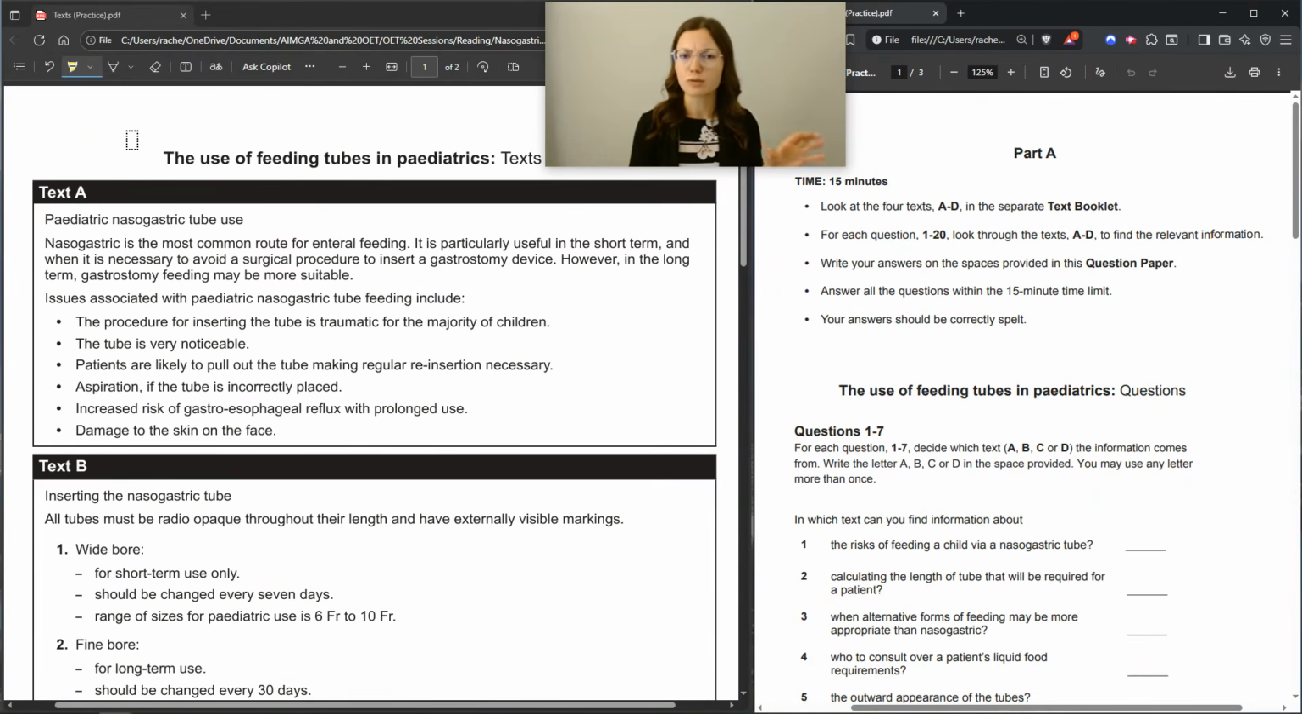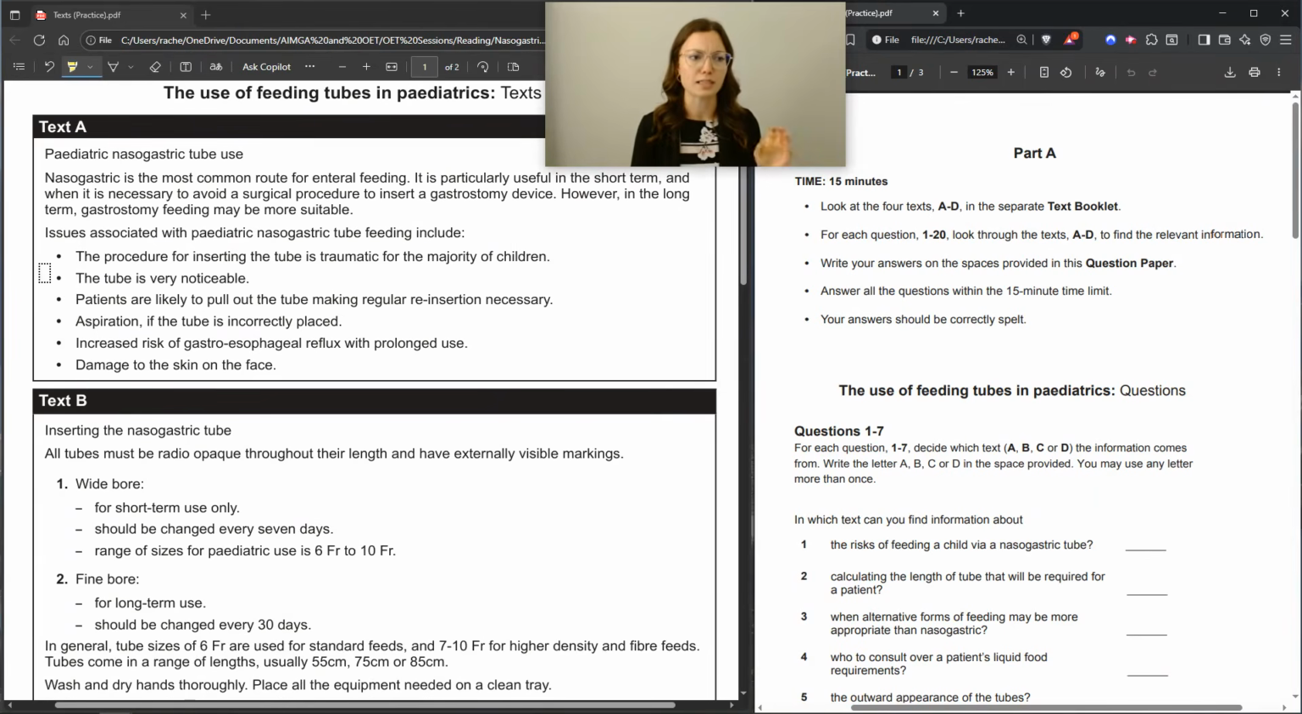So let's take a few quick examples there. You'll see text A, right? Issues associated with pediatric nasogastric tube feeding include. So we can assume that everything underneath there is an issue. So it sounds simple, right? In this example, it comes right at the beginning. But in some examples, you'll have to read through a little bit more carefully to find the theme.